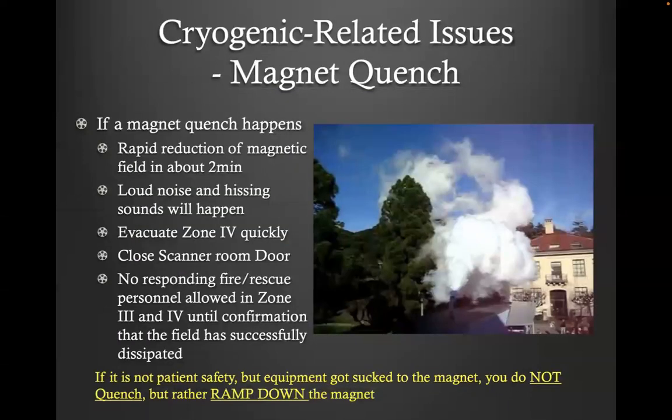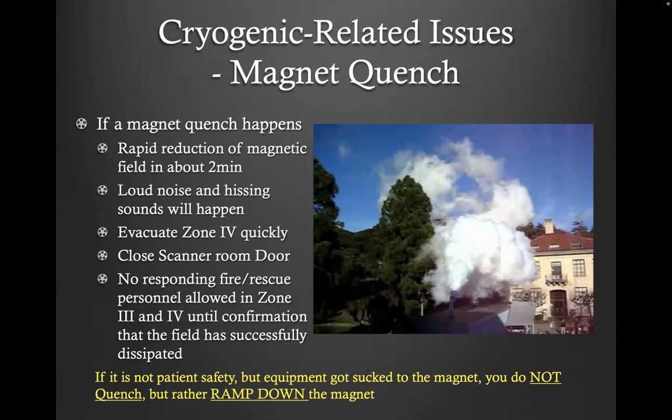So what do you do in terms of magnet quench? If a magnet quench happens, there will be rapid reduction of magnetic field in about 2 minutes. There will be loud noise, a hissing sound. You need to evacuate Zone 4 immediately. You need to close the scanner room door. And you need to ensure that no responding fire or rescue personnel will be allowed in Zone 3 and Zone 4 until confirmation that the field has successfully dissipated.